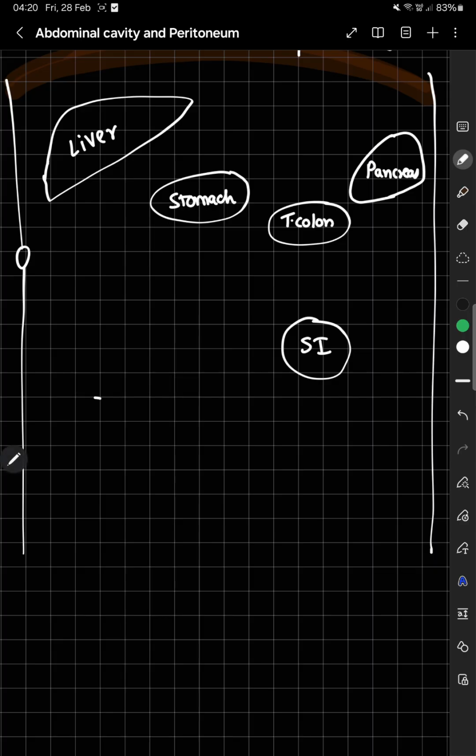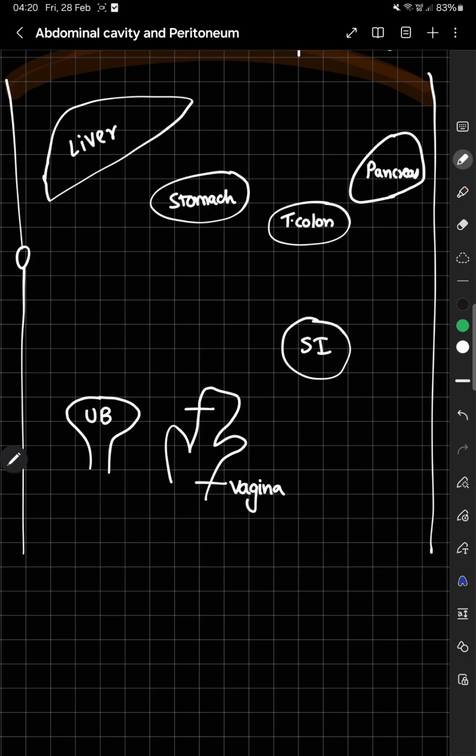Okay, and below this we'll have our urinary bladder. This is a very rough diagram. This would be a vagina, and this would be a uterus. This whole part would be the rectum.